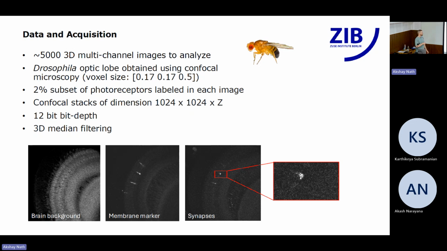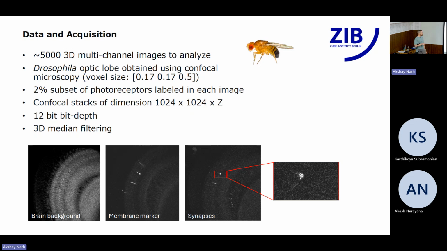The 3D images, or confocal stacks, are of dimensions 124 by 124 times Z. The Z varies, between 280 and 360. Images are acquired at 12-bit bit depth, and there's some 3D median filtering applied by the imaging software.